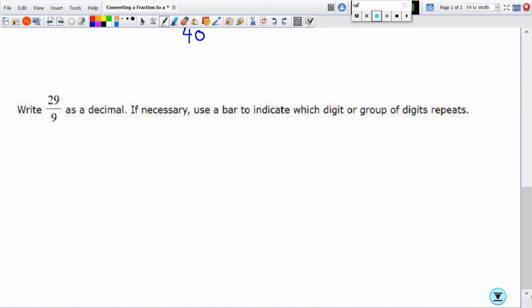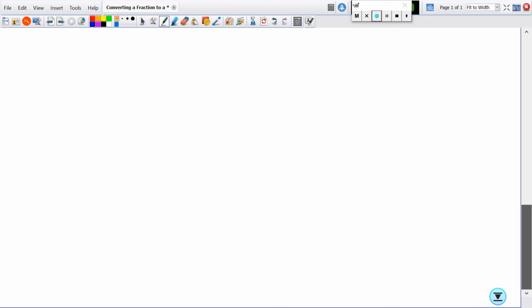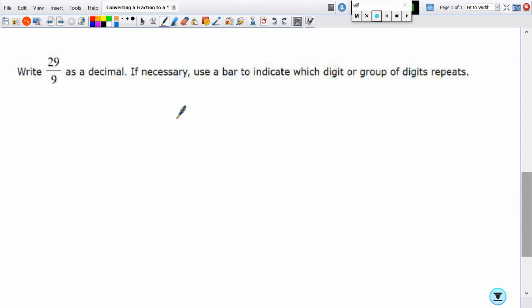Okay, 29 divided by 9. Let me do this for a minute. Numerator on top. I'm going to add a decimal point and 2 zeros to start out with. Divide by the denominator, bring the decimal straight up. 9 goes into 29 3 times. 3 times 9 is 27. Subtract. 29 take away 27 is 2.